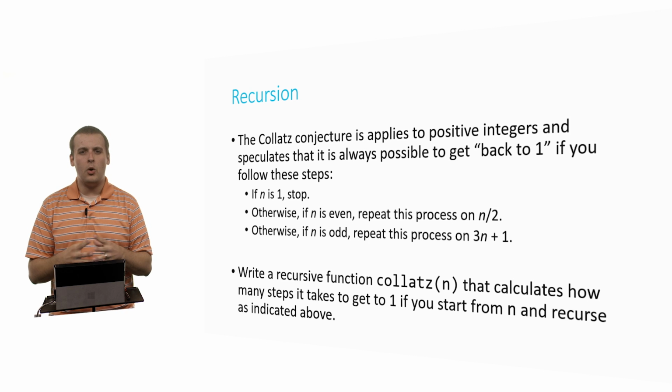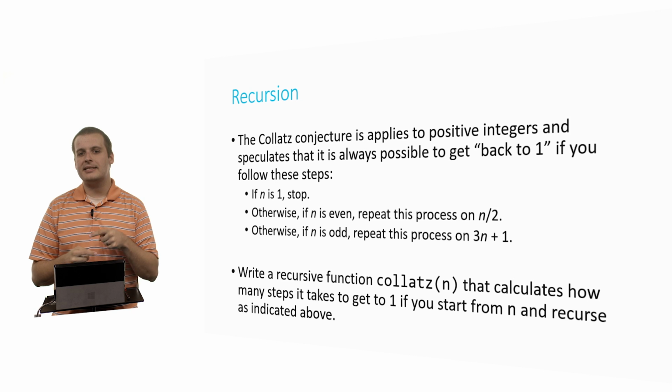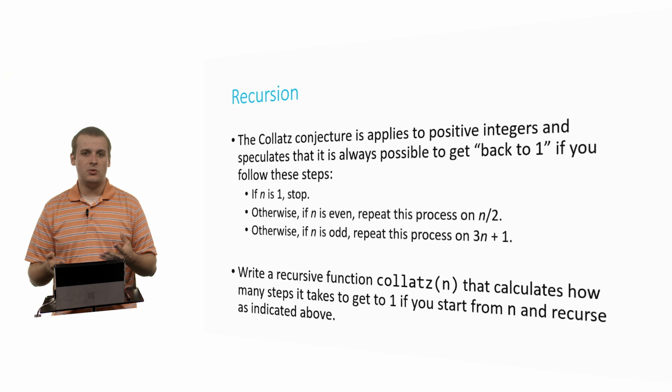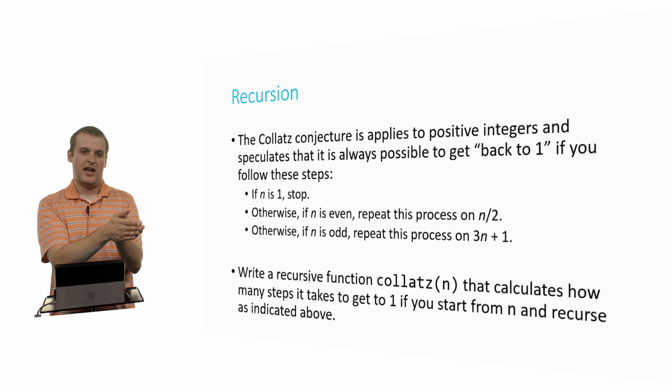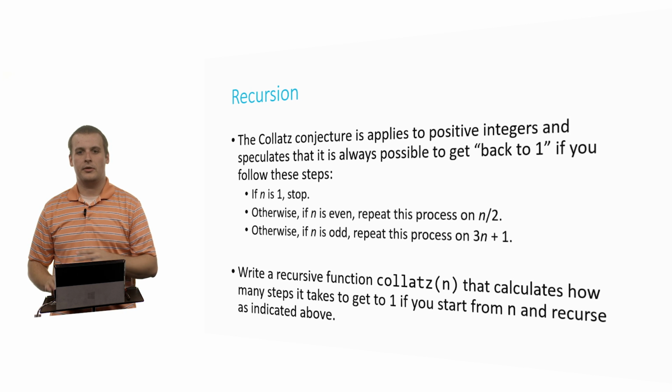And so the goal for this video is to take a second, pause the video, and try and write this recursive function collatz, where you pass in a value n, and it calculates how many steps it takes to get to 1 if you start from n and you follow those steps up above. If n is 1, it takes 0 steps, right? Otherwise, it's going to take 1 step plus however many steps it takes on either n divided by 2 if n is even, or 3n plus 1 if n is odd.